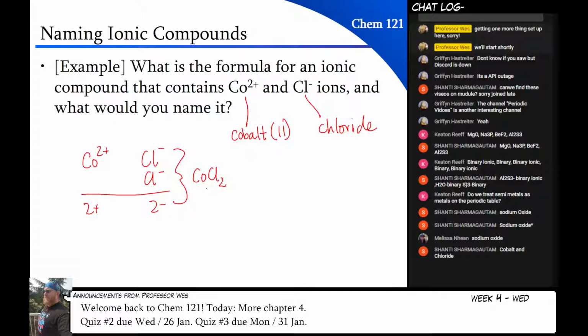Be really careful. This o right here does need to be lowercase. If it's capitalized, then you'll have a carbon-oxygen-chlorine sort of thing, which does exist, actually. Capital C, capital O, Cl2 is a compound. So just be mindful of that. But yeah, this is cobalt2chloride.